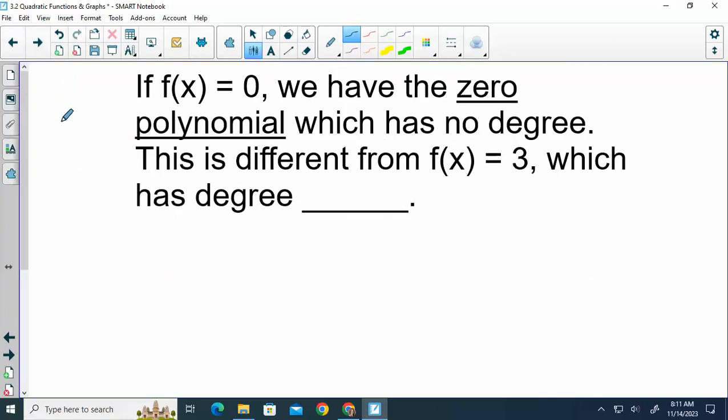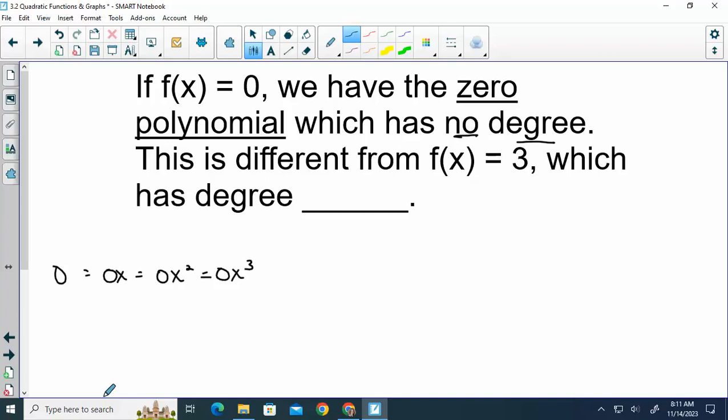If our polynomial is just 0, that's what's called the 0 polynomial, and we say it has no degree. The reason is that 0 is the same thing as 0x, or 0x squared, or 0x to the third. You could put whatever power of x you want with that, and so we can't specify what the exponent had to be, so we just say it has no degree.